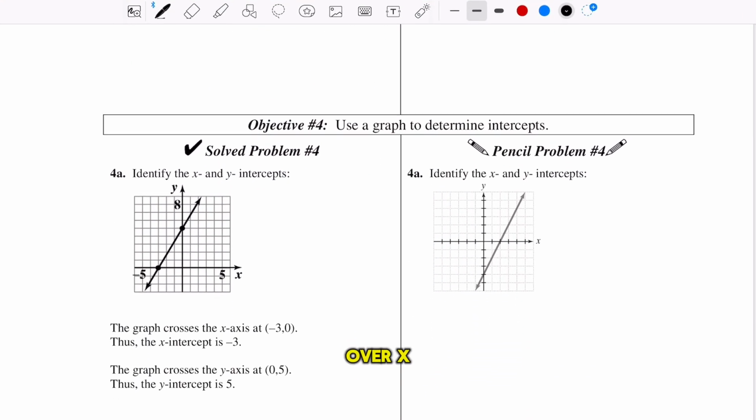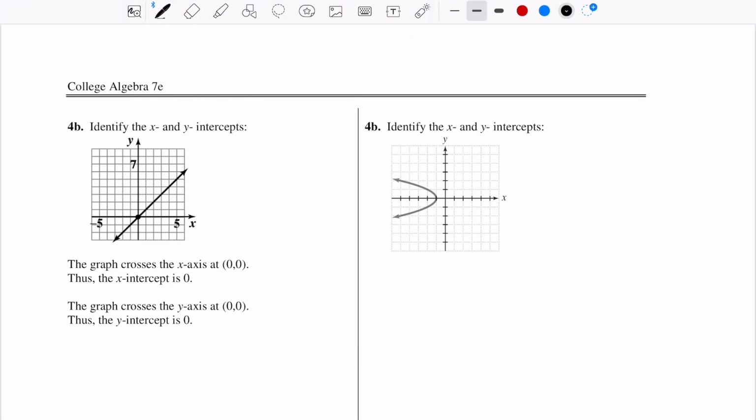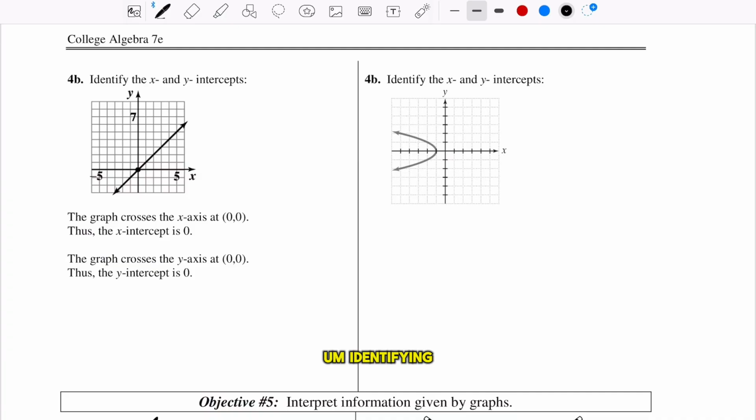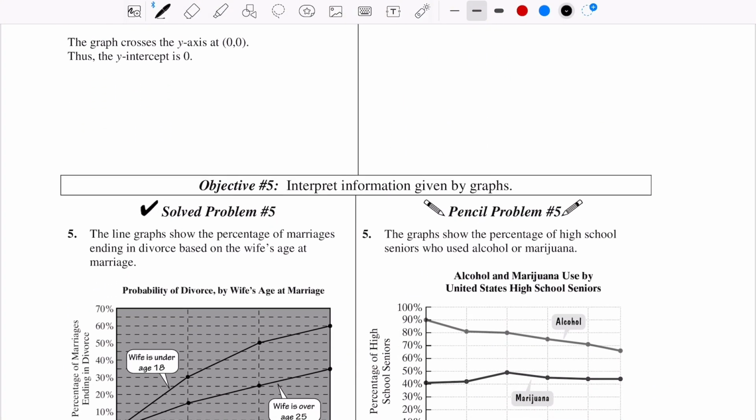And then we went over x and y intercepts in the zoom. So you already know what they are. Identifying x and y intercepts: where it crosses the x-axis is the x-intercept, and where it crosses the y-axis is the y-intercept.